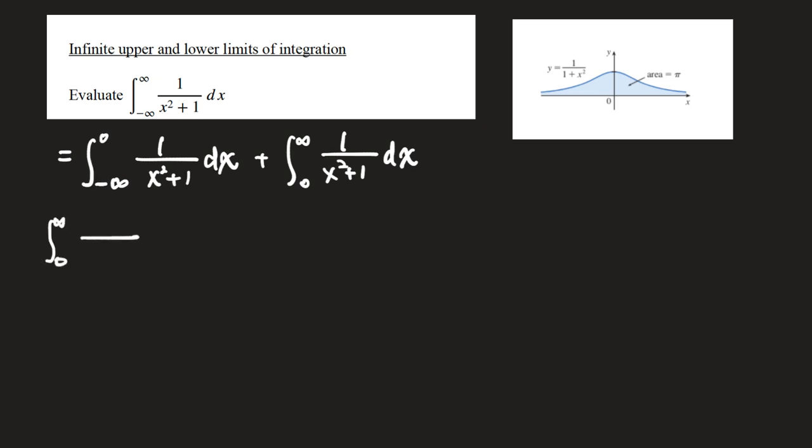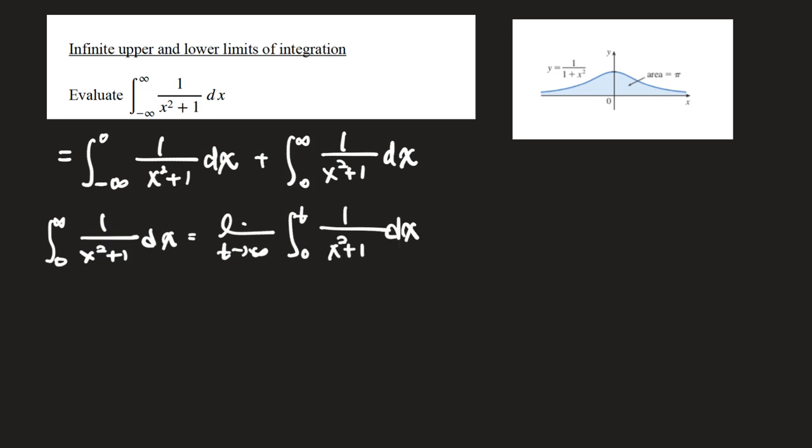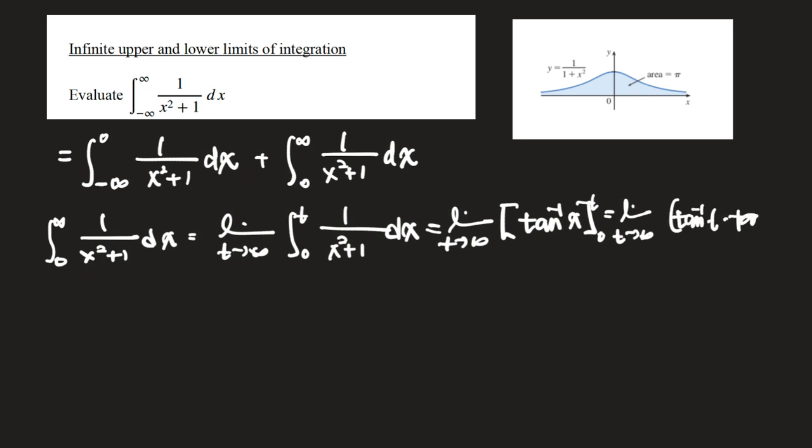Integral from 0 to infinity of 1 over x squared plus 1 dx. Limit as t approaches infinity of the integral from 0 to t of 1 over x squared plus 1 dx. This one is arctangent, we did this in a previous example, from 0 to t. Limit as t approaches infinity of arctangent t minus arctangent 0. The first part goes to pi over 2, the second part goes to 0. So this one is pi over 2.